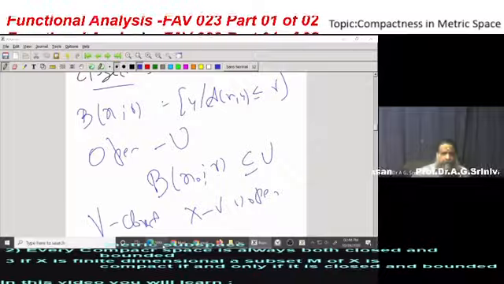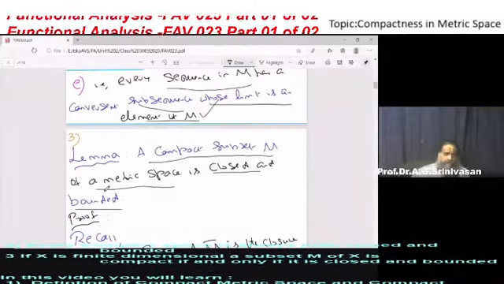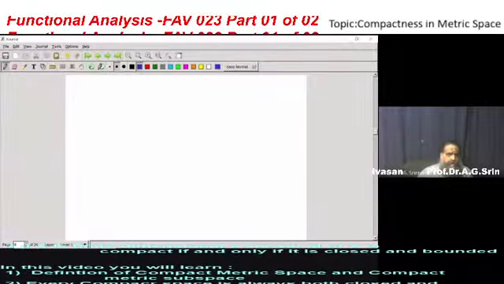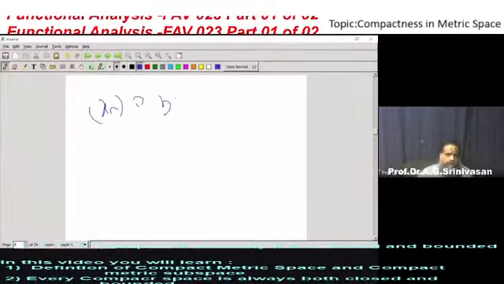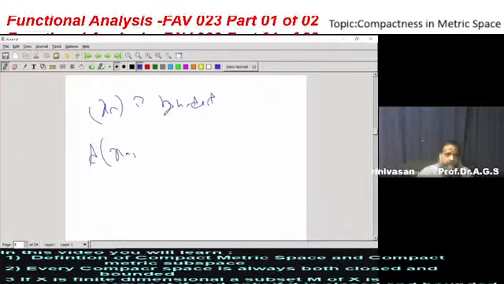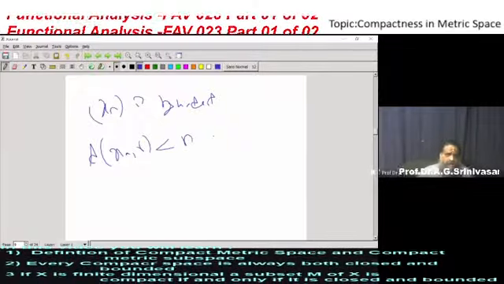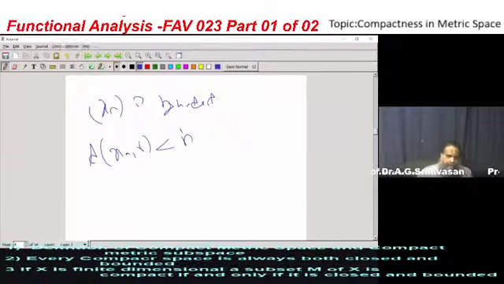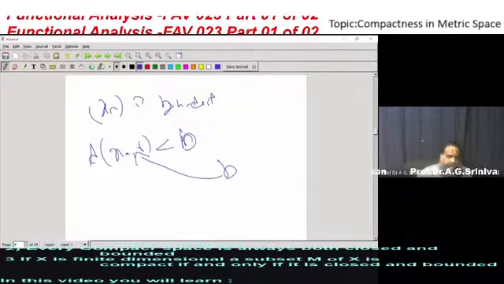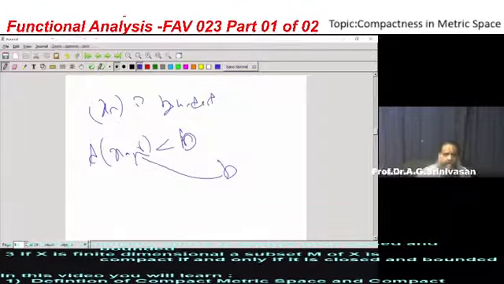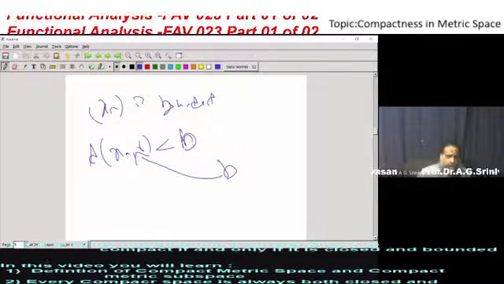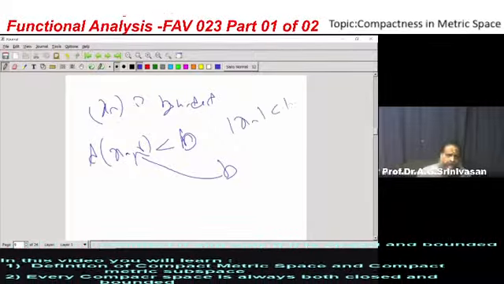Okay, let's go back to the discussion again. And what is bounded? As a metric space, what is bounded? You take a sequence xn. It is bounded in a metric space if d(xn, r) is less than some b, where this b should not depend on this n. The distance between xn and the center of the ball should be less than b, where this b cannot depend on n. Or in mathematical words, the sequence satisfies |xn| less than b.